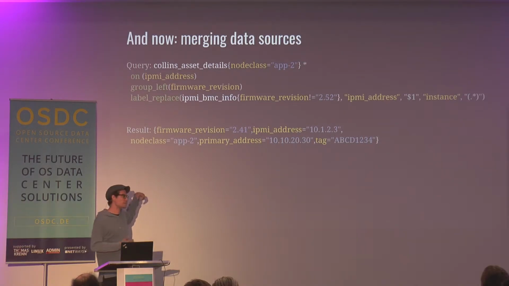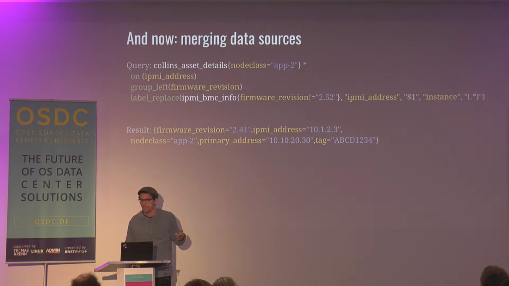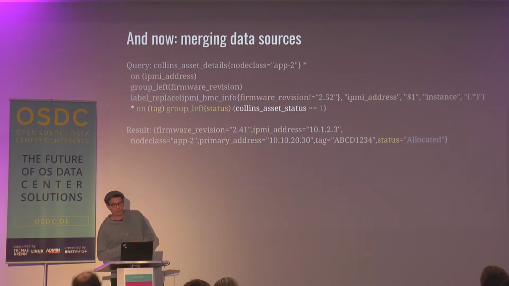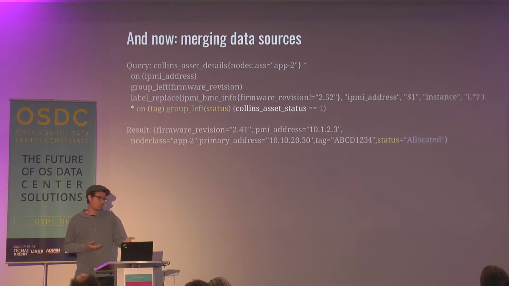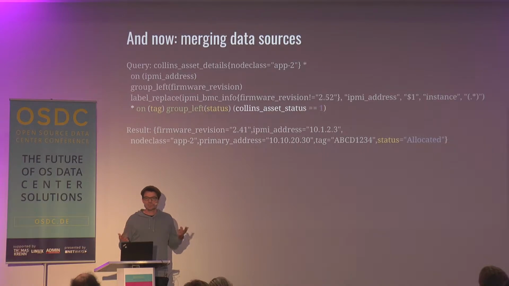Now again, if you were to do this on your entire server inventory, this would actually be a list now of all the servers that are of class app2 and are not running the latest firmware. Now to keep going, you could just group again, for example, on the colon state, because maybe you want to know, are these servers actually being used at the moment? And so for this very example, it would all of a sudden add another label, status, and yes, this server is currently allocated, so it's being used. And you could keep going and going.